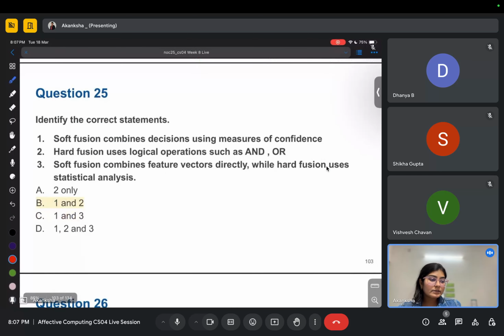So let's read these statements out. Soft fusion combines decisions using measures of confidence, which is true. Hard fusion uses logical operations, AND, OR. So this is also true. Third is soft fusion combines vectors directly. No, it is early fusion that combines features directly, while hard fusion uses statistical analysis. This is exactly the opposite. So 1 and 2 are correct, but the third one is wrong. So B is correct.